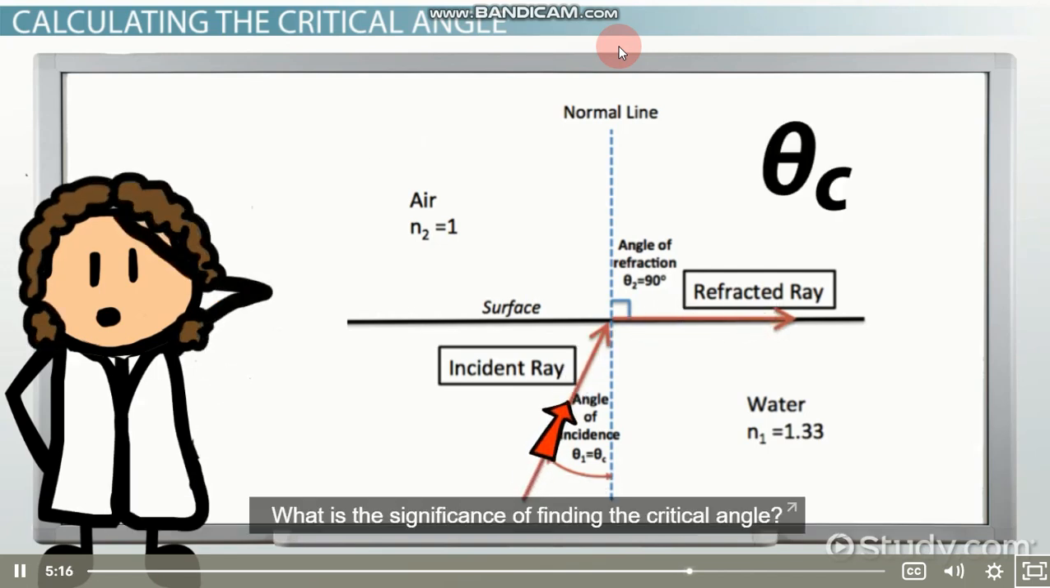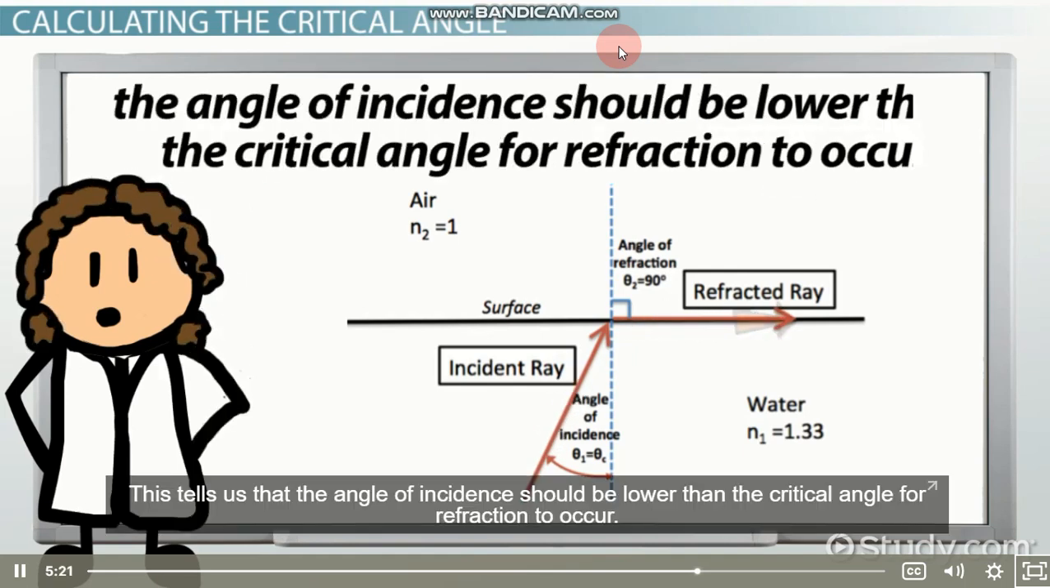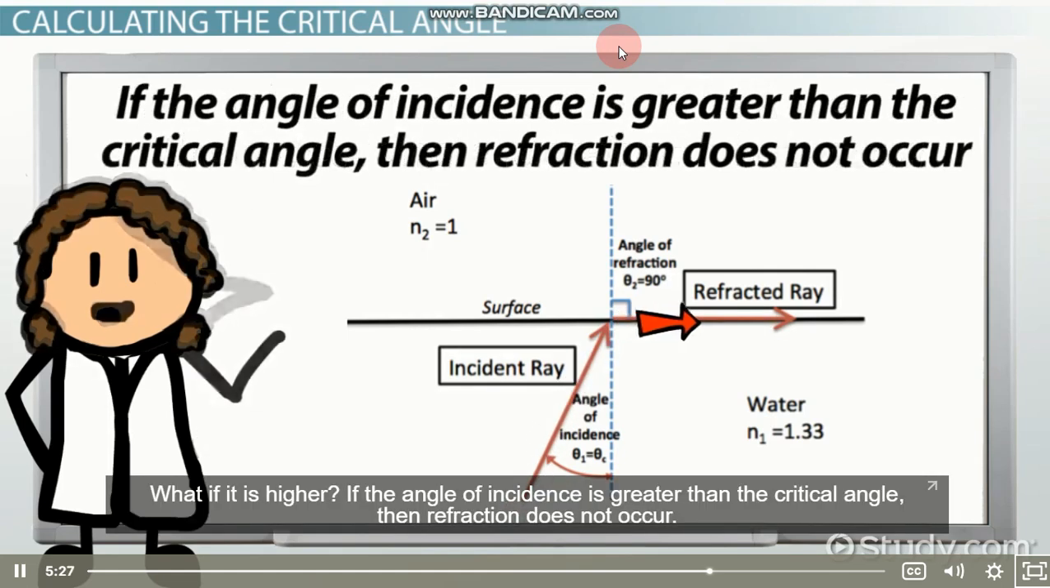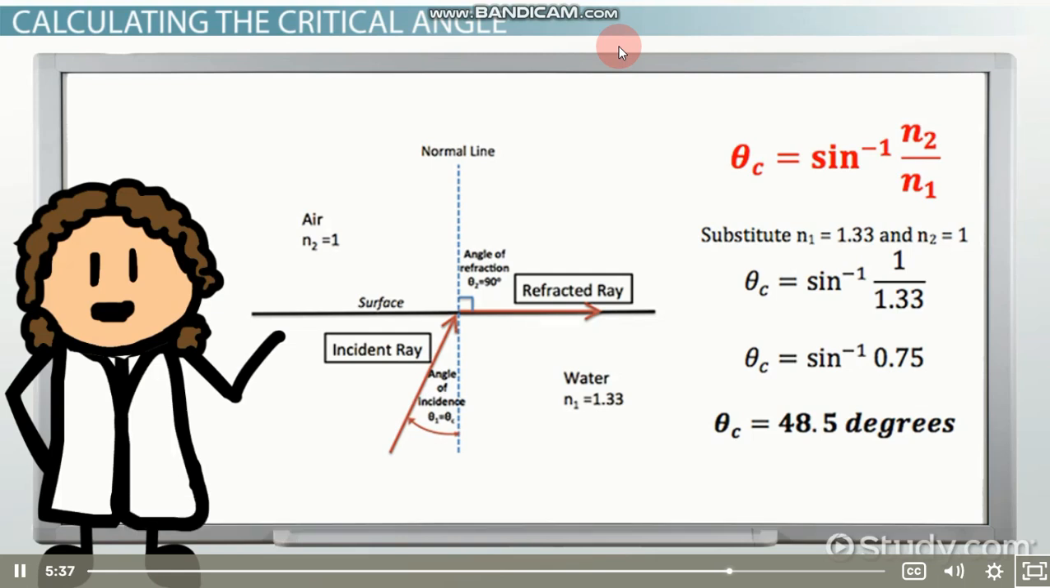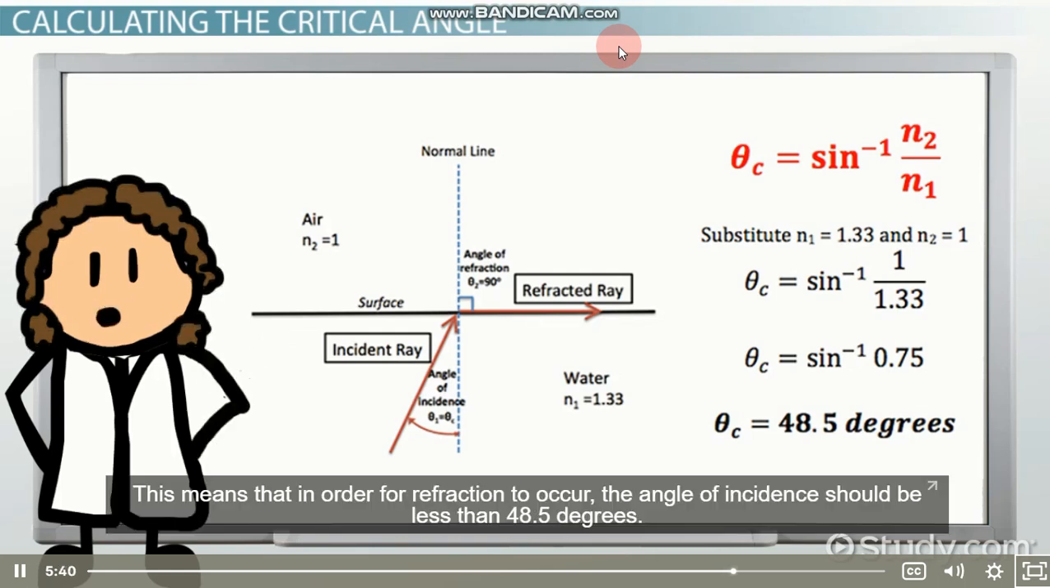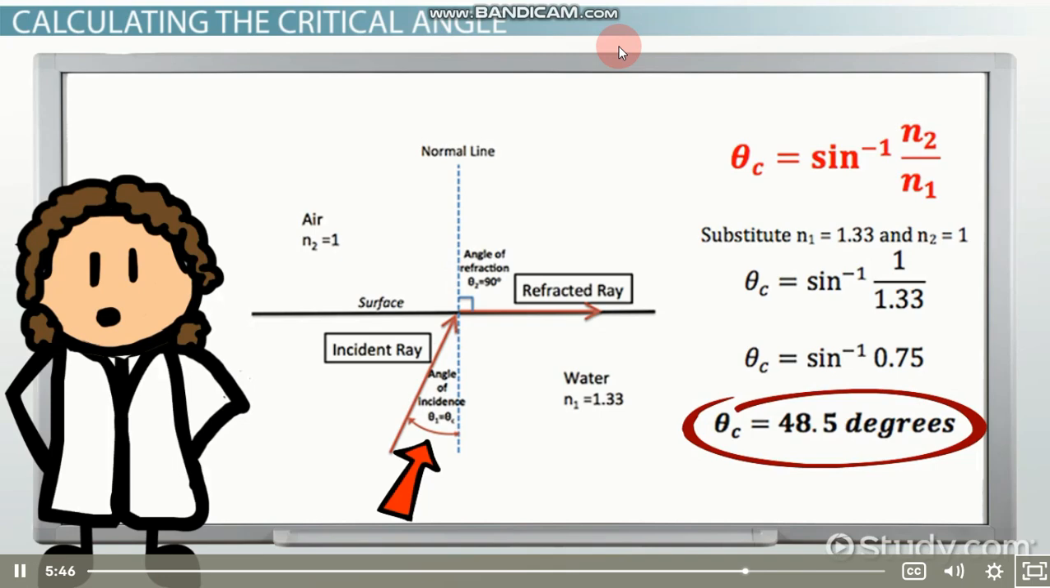What's the significance of finding the critical angle? This tells us that the angle of incidence should be lower than the critical angle for refraction to occur. What if it's higher? If the angle of incidence is greater than the critical angle, then refraction does not occur. Let's try calculating the critical angle for when light passes from water to air. This means that in order for refraction to occur, the angle of incidence should be less than 48.5 degrees.